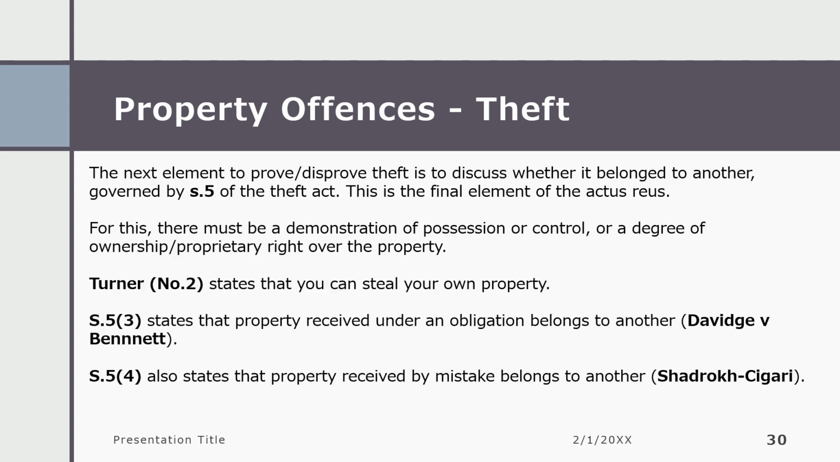So the next element to prove or disprove theft is to discover whether it belonged to another, governed by Section 5 of the Theft Act 1968. This is the final element of the actus reus. For this, there must be a demonstration of the possession or control or degree of ownership or proprietary right over the property. Turner number 2 states that you can steal your own property. Section 5, subsection 3 states that property received under an obligation belongs to another. This is seen in the case of Davidge v Bennett. Section 5, subsection 4 also states that property received by mistake belongs to another. That's seen in the case of Attorney General's Reference number 1 of 1983.